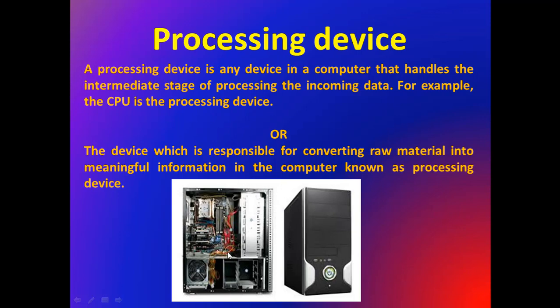This is the CPU. No, it's not the CPU. It's the CPU box. Here are some different parts of your CPU box. Here is the SMPS. This is the motherboard. Here you will see your CD or DVD writer. Here is your hard disk. But the CPU is only responsible for converting your raw material into meaningful information.